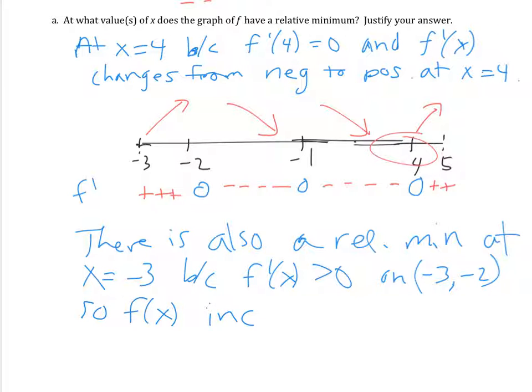So f of x is increasing for x greater than -3. Something like that, or you could have said on -3 to -2, f of x is increasing. You're showing that it's increasing after that, meaning that it has to be a minimum at the endpoint. So you could have said at the endpoint here if you wanted to include that. And I think that would be a good enough explanation.